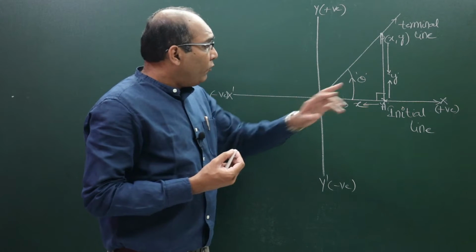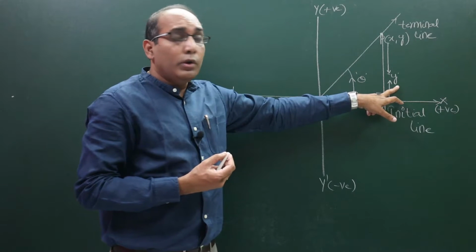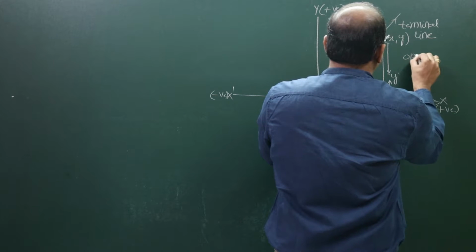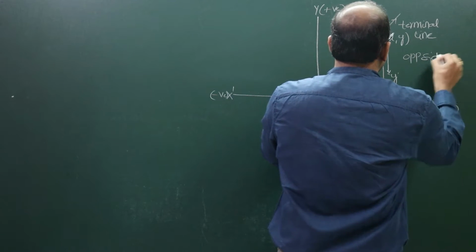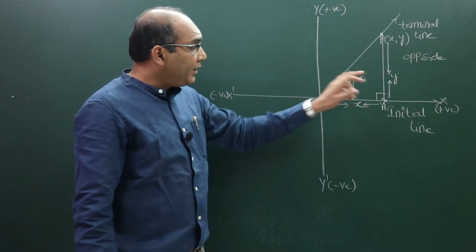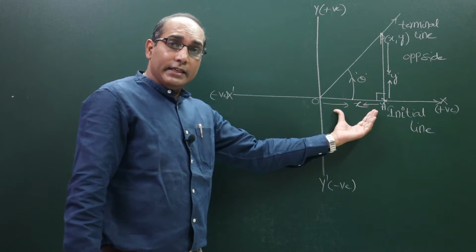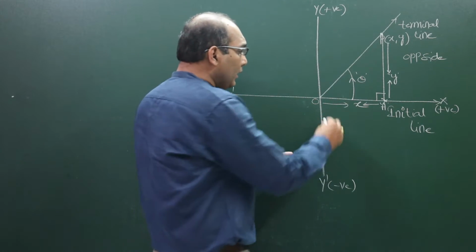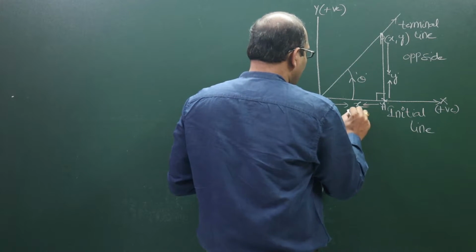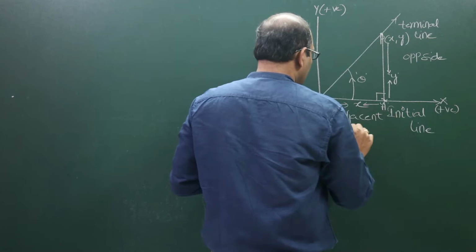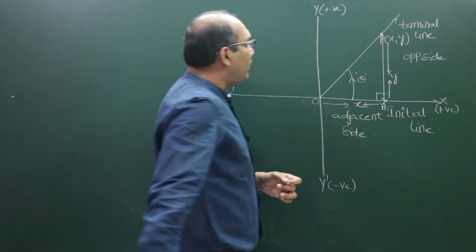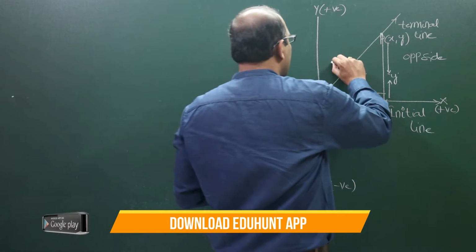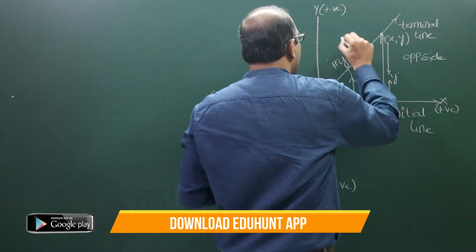And here the y is the opposite side to my reference angle. I'll treat y as the opposite side of theta, and OA is the adjacent side of theta, my reference angle. Now this will be the adjacent side. Now OP is hypotenuse or diagonal. This is hypotenuse.